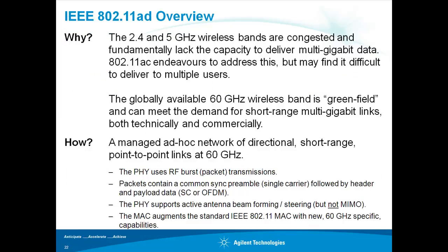The 802.11ad PHY layer uses RF burst transmissions that start with a synchronization preamble, followed by header and payload. The preamble is always single carrier, and the header and data use a single carrier and OFDM modulation, depending on the target rate. The PHY supports active antenna beamforming and steering. There may be multiple antennas, and the active antenna selection, gain, and directionality may be dynamically controlled, but the PHY does not employ mathematical techniques such as spatial multiplexing. The MAC layer augments the standard IEEE 802.11 MAC with new capabilities that support the unique attributes of directional operation at 60 GHz.